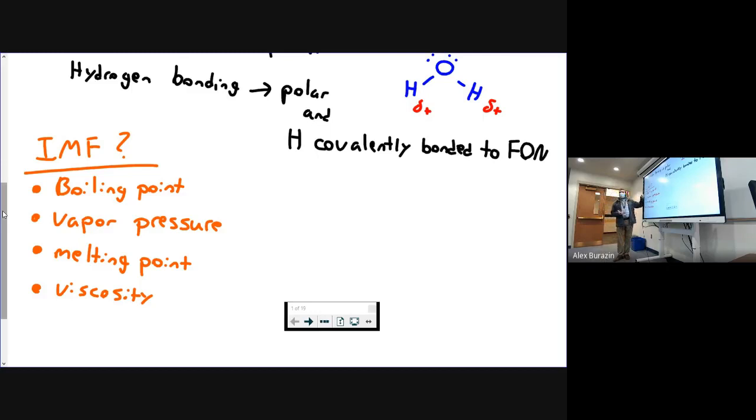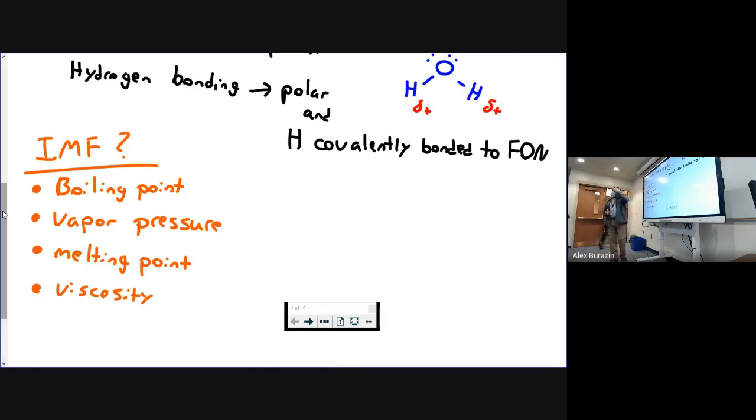Boiling point. The higher the boiling point, that means it's harder to boil. So what does that tell me about the intermolecular forces? They're stronger. The thing is being held more tightly to itself. If it's easier to boil a substance, that means it's easy to break those intermolecular forces. They must be weak. Vapor pressure, this is the weird one.